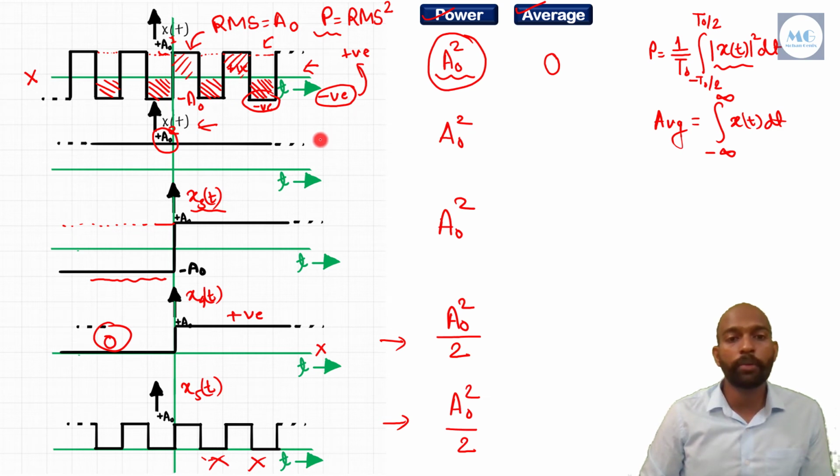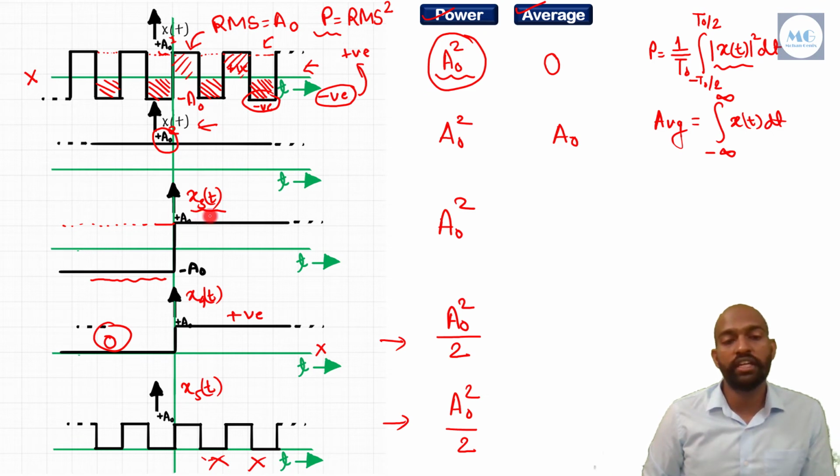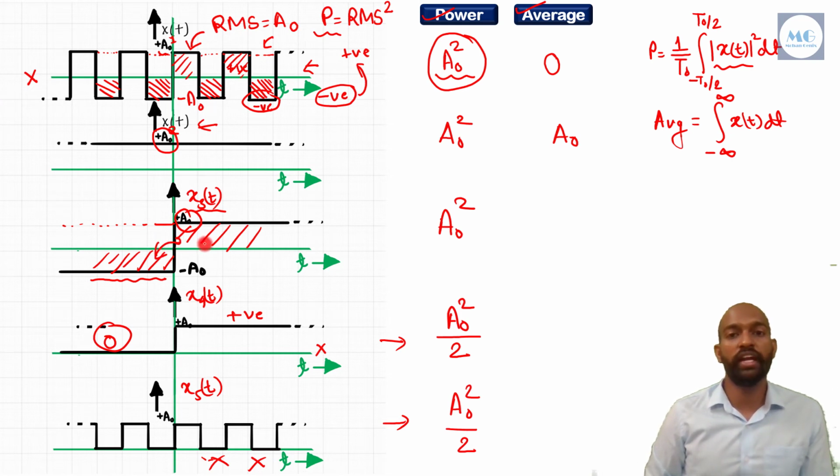And what will be the average of this signal? As this is a constant signal, we directly write that the average of this signal is A naught. And here you can see in the x3(t), the positive x-axis has A naught as constant, and the negative x-axis has minus A naught as constant, which are cancelling each other. So its average will also be 0.